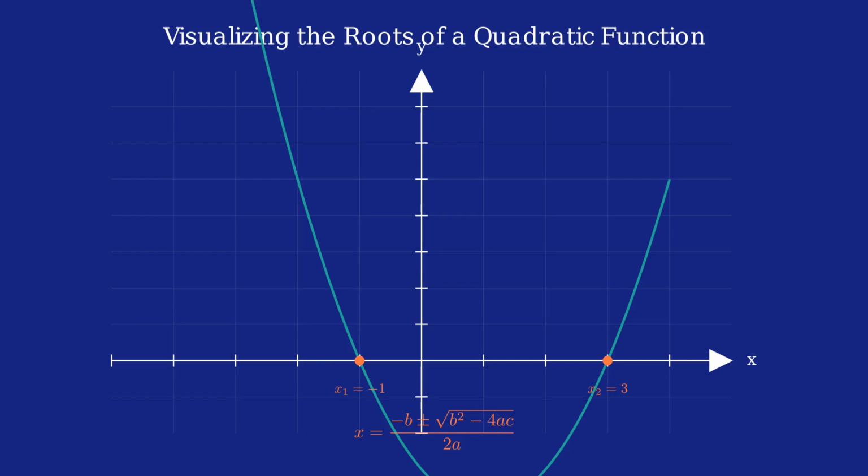The plus-minus sign in the formula gives us both of these values. The plus sign in the formula gives us one root, while the minus sign gives us the other root. The quadratic formula is a powerful tool for finding the roots of any quadratic equation.